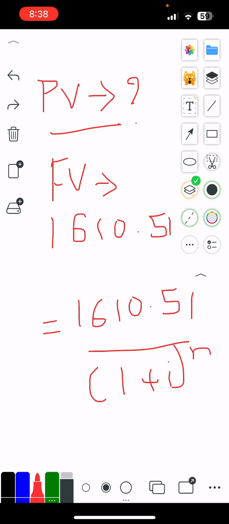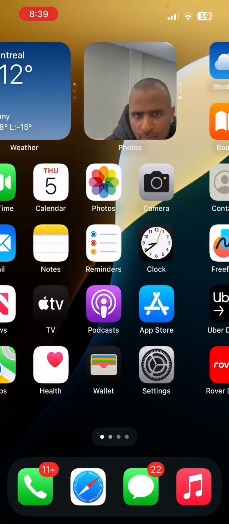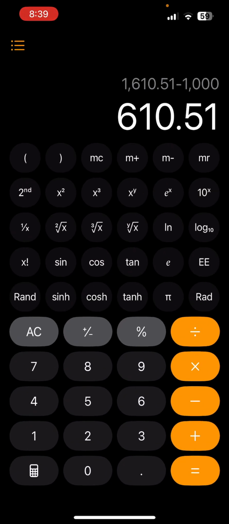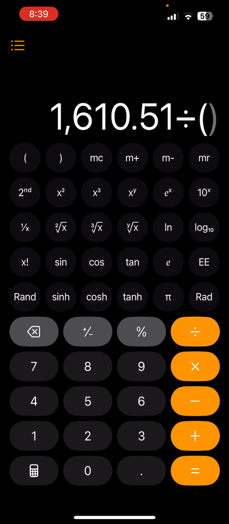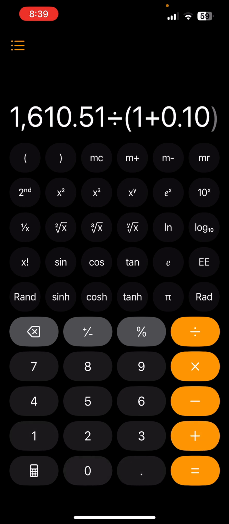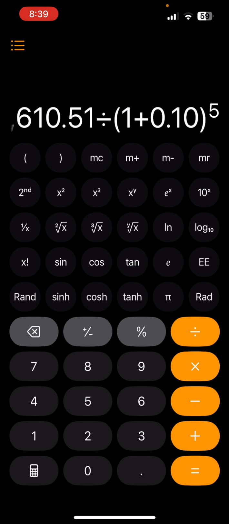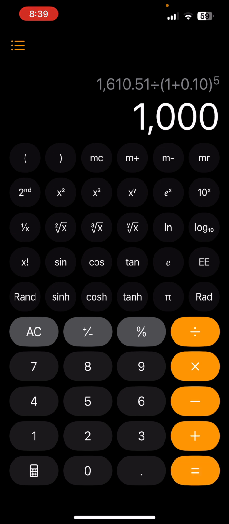And you'll rearrange the equation and you will divide 1 plus your interest rate raised to your term, which is n, number of years. So let's say your interest rate is 10%, so this will be 0.10, and n will be 5 years. If you do the math on your calculator, this will be $1,610.51 divided by brackets 1 plus 10%, all raised to 5 years. All right, so this is $1,000.